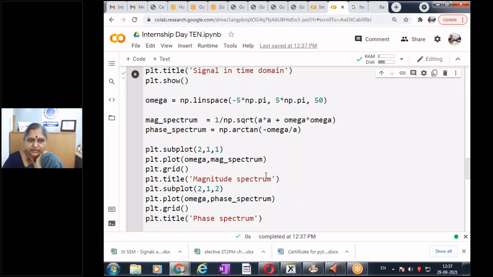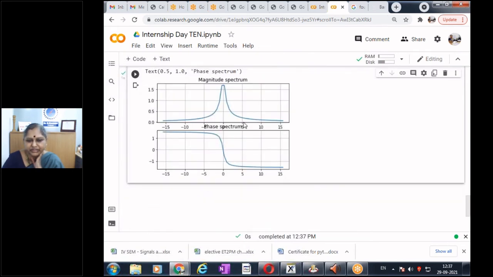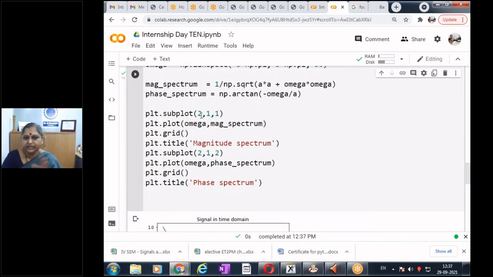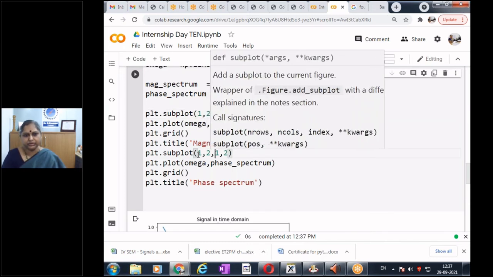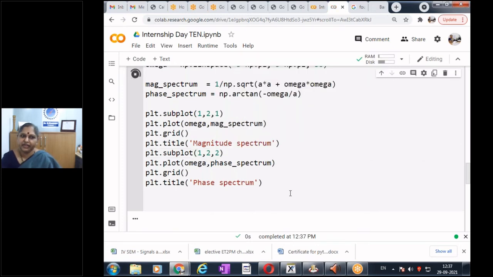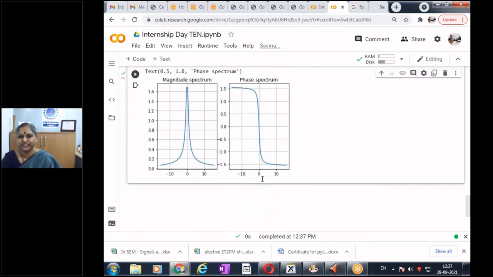Let us look at the result. Here I have the signal in time domain, and the magnitude and the phase spectrum. If you want one beside the other, you can make it one beside the other, or you can leave it one below the other. One beside the other will be 1, 2, 1, and this is 1, 2, 2. And you can change the value of A and see the result.